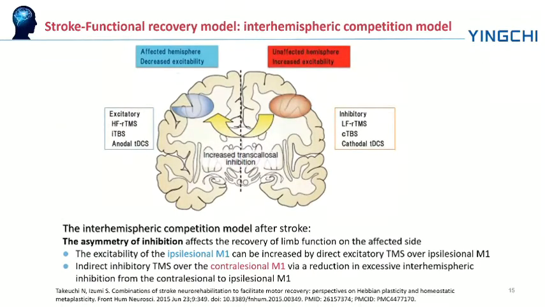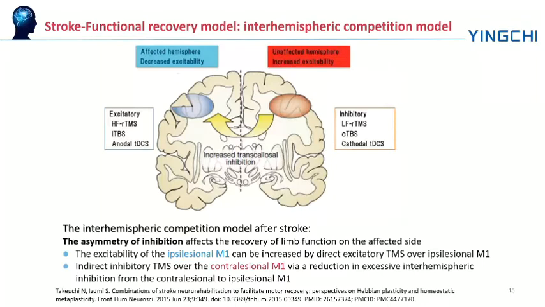So here are the important functional recovery models, and we need to consider the TMS protocols according to these models. First is the interhemispheric competition model, which means that the two hemispheres have a competition relationship: when the affected hemisphere decreases its excitability, the unaffected hemisphere will increase its own excitability. Thus, it will cause more inhibition to the affected hemisphere. Thus, the transcallosal inhibition is increased.